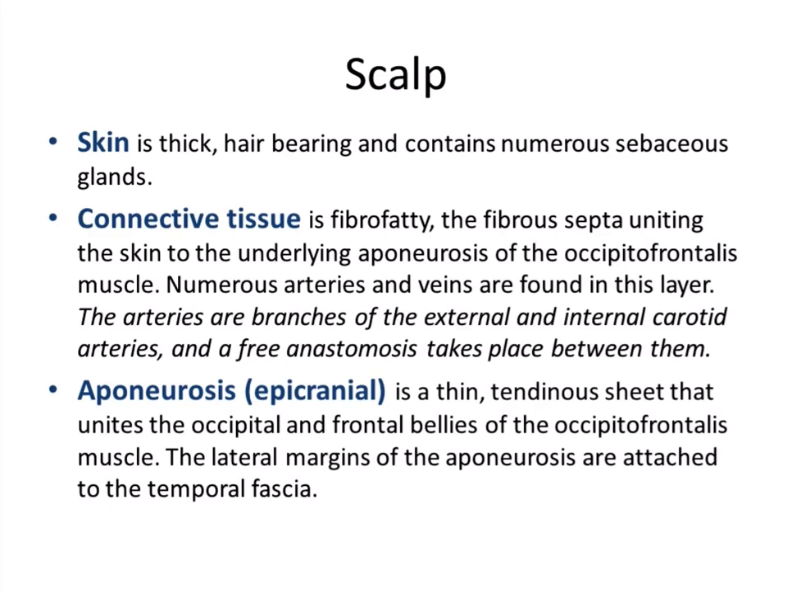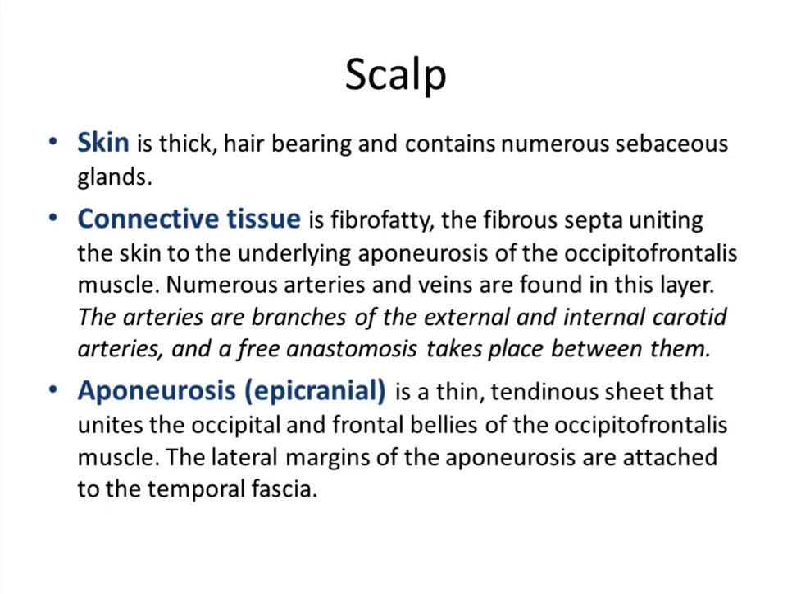Occipitofrontalis is the main muscle present in the scalp. From the name, it has two bellies. Belly يعني شريط. One belly originates from the occipital bone, the second from the frontal bone. So it has an occipital belly and a frontal belly. For that reason, they call it the occipitofrontalis muscle. Numerous arteries and veins are found in this layer. As we said before, the main arteries, veins, and the nerve of the scalp are found in the second layer, the connective tissue layer.